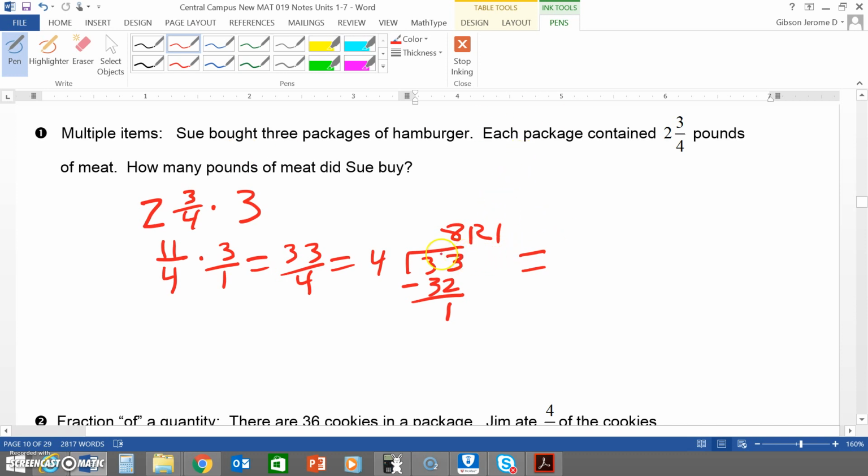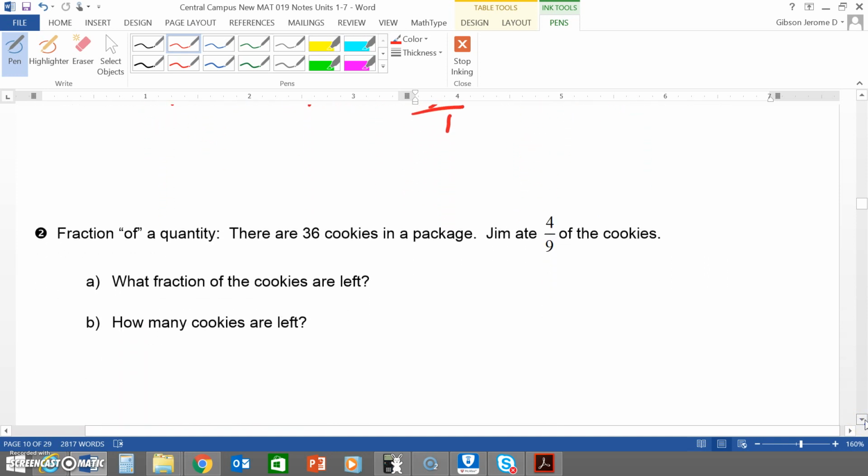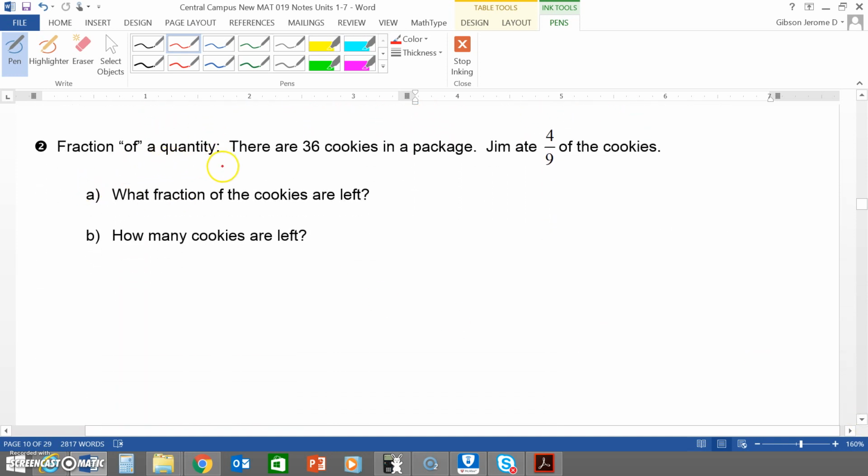So picking up where we left off, we have our final answer would be 8 1/4 pounds. And that would be how much meat that Sue bought. Okay, now, number 2, it says fraction of a quantity.